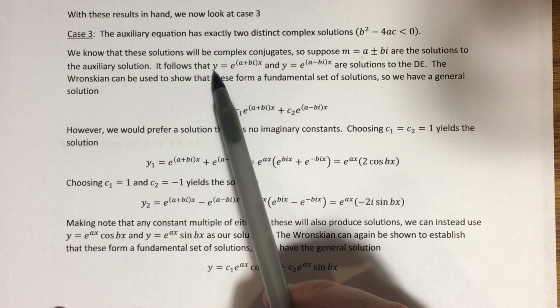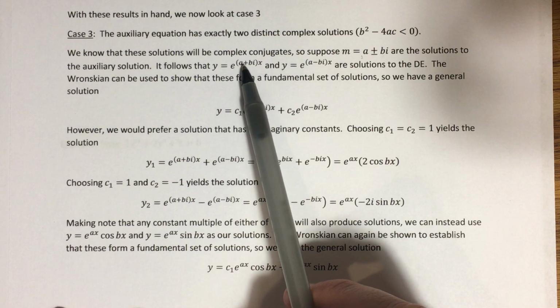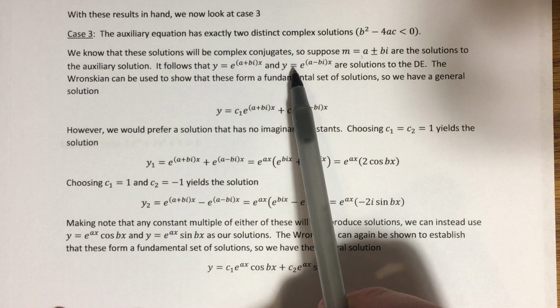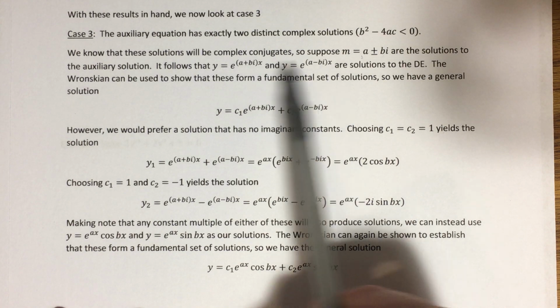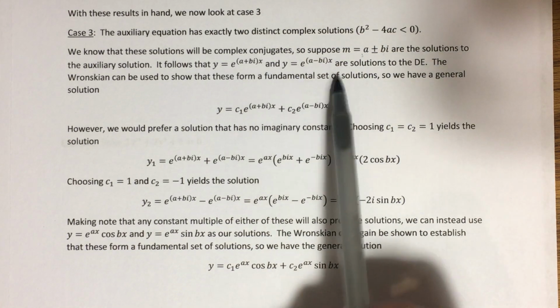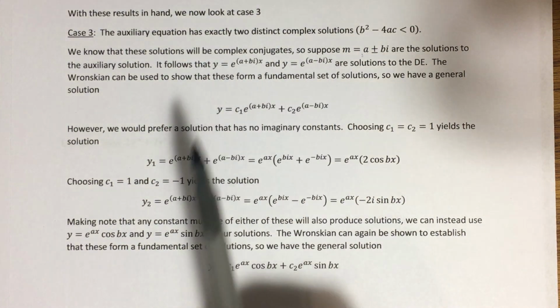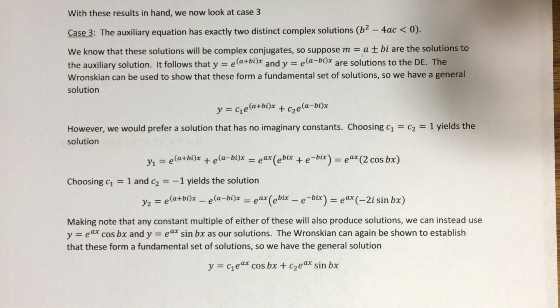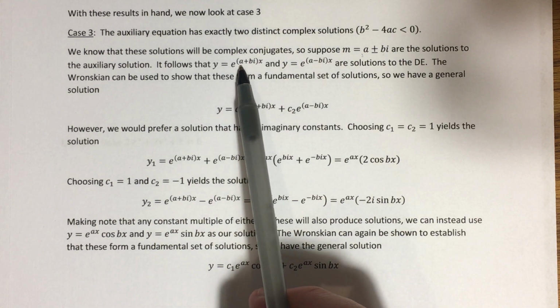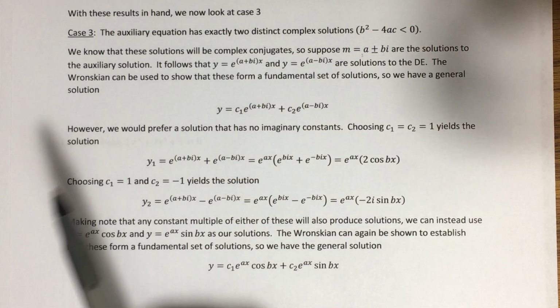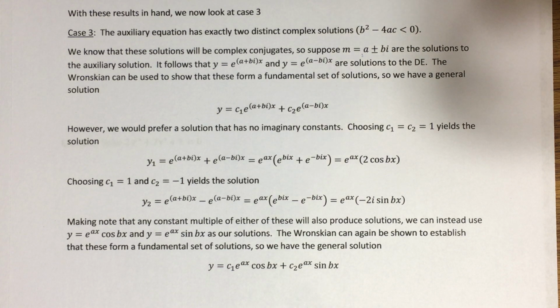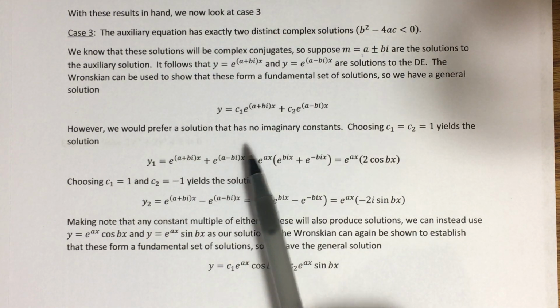y equals e to the a plus bi x, and y equals e to the a minus bi x. Those are going to be solutions to our DE. I don't want to use those because they have complex numbers involved, and like we were saying before, we can't assume that you have experience working with complex analysis. So we want to see if we can manipulate these solutions in some way to produce 2 more solutions that are only involving real numbers and are linearly independent. That's where the work up here is going to come into play.